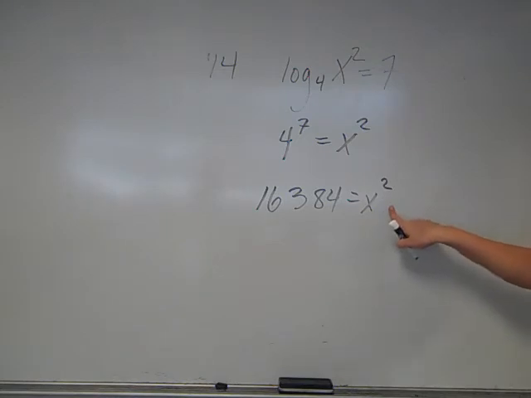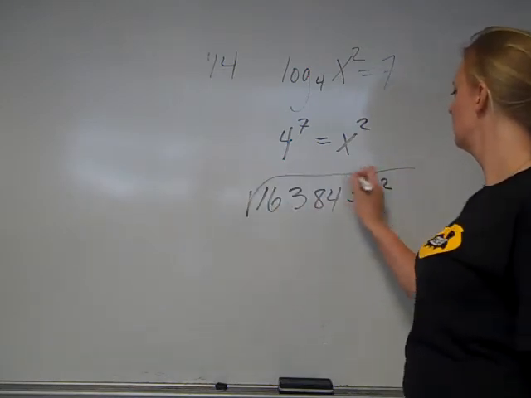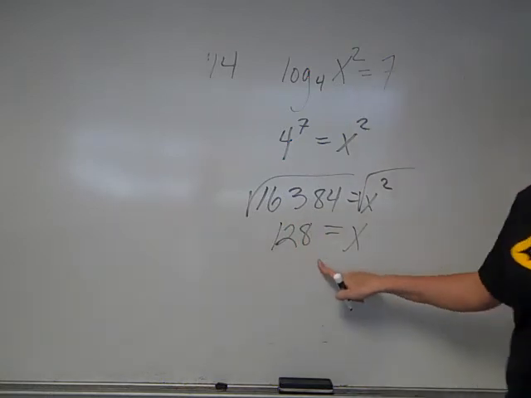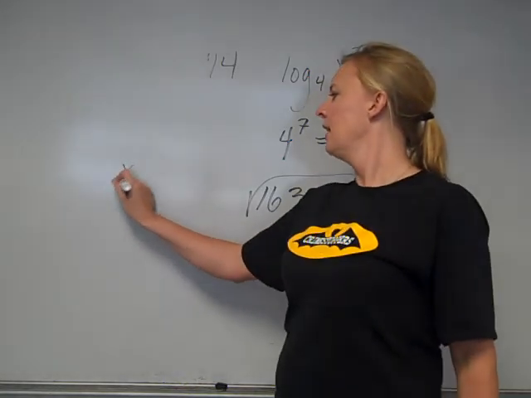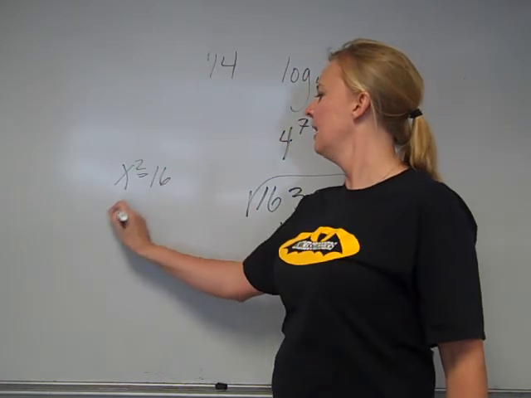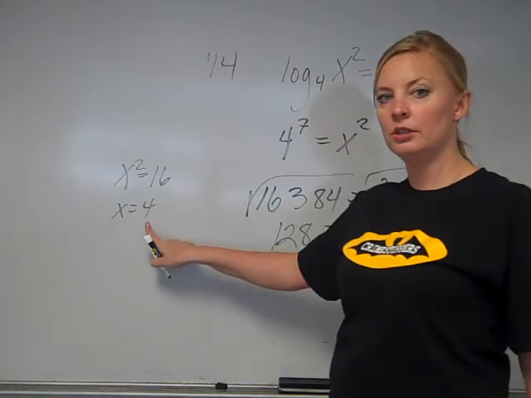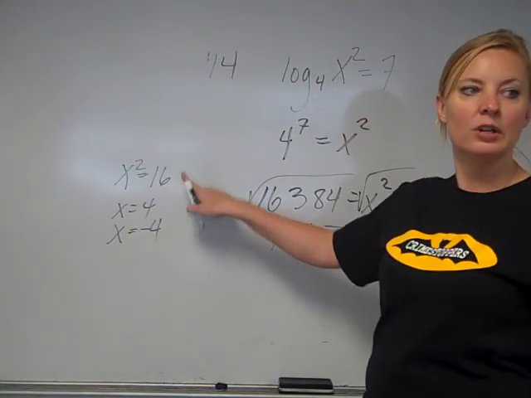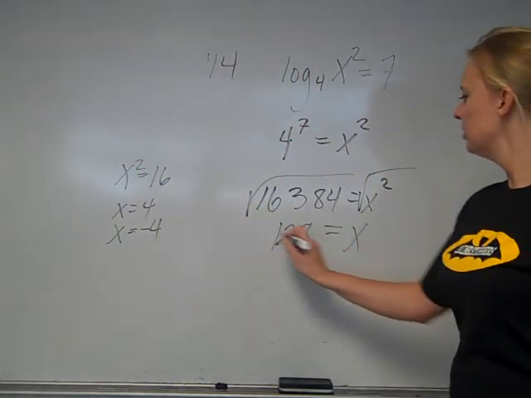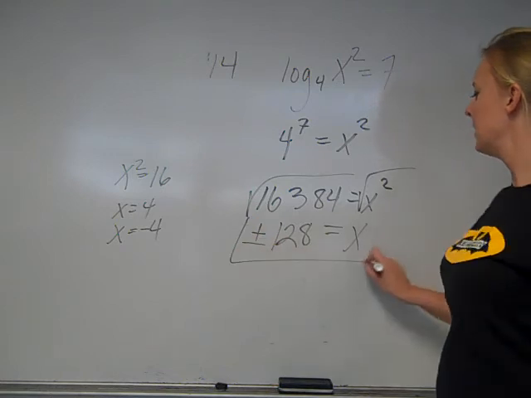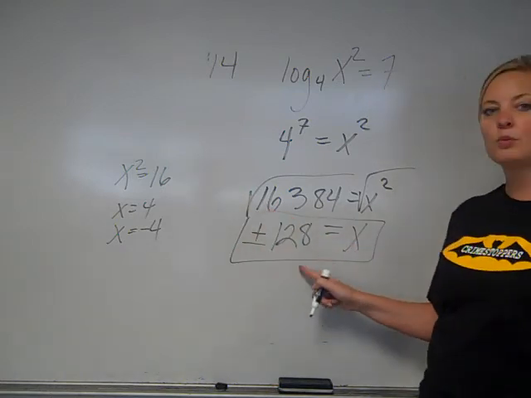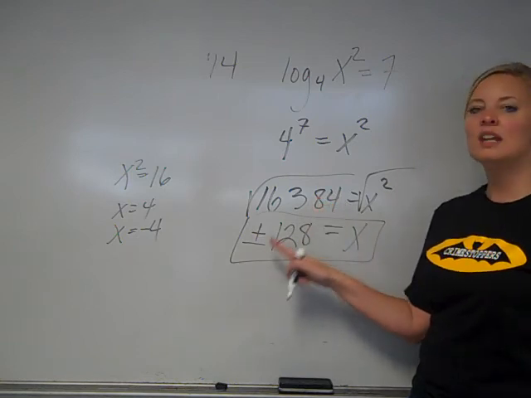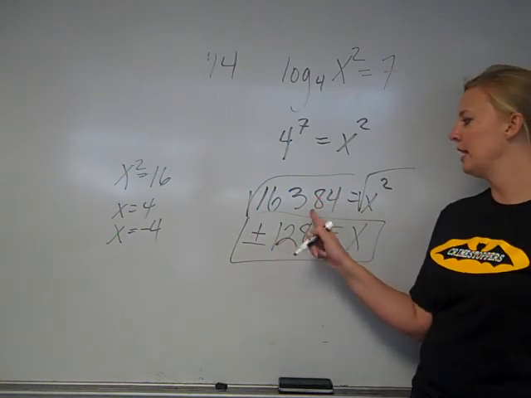The way we undo a square is we square root. X equals 128. Now, something special. If x squared equals 16, x can equal 4 times 4 to get 16. X can also equal negative 4 times negative 4 to get 16. So this 128 needs to be plus or minus, because 128 times 128 equals 16,384. But also negative 128 times negative 128 gives you that.